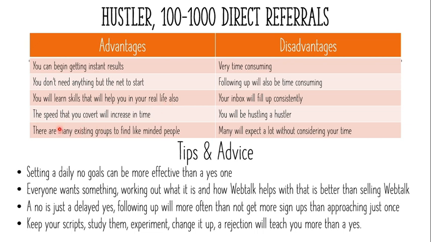The fourth one I've got here, the speed you convert will increase in time. So as you are learning, as you get so many no's, as you get so many yes, you will learn what works, what doesn't work. And in time, within a month, if you are doing this on a consistent basis, the next month you will be better, okay? So you will learn from the previous month, the next month, and that is only going to increase the time it takes you to get somebody to convert. By convert, I mean sign up underneath you.